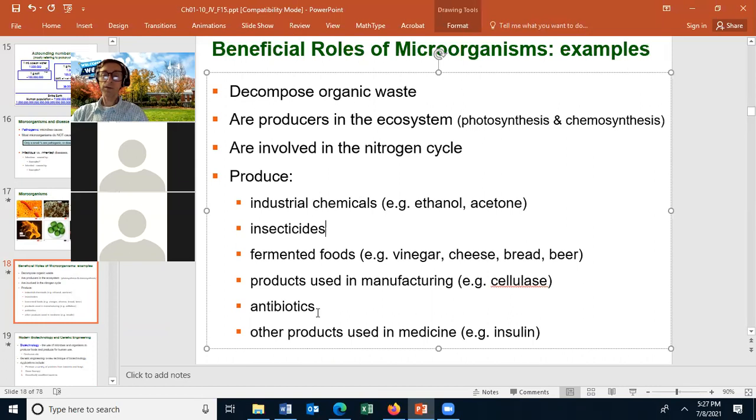Many other products are made by microorganisms, including some products in medicine. For example, human insulin does not come from a human. I mean, the gene initially did, but we don't grow it in humans. And when they make the insulin, they're making it in a microorganism. All right, any question about any of that?